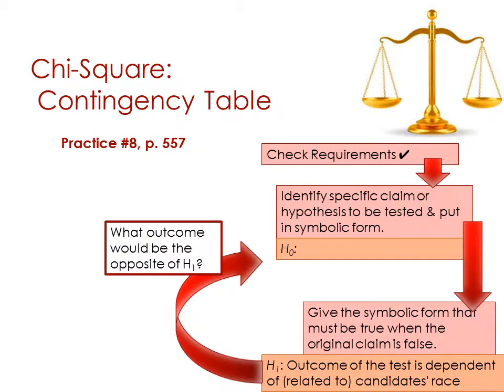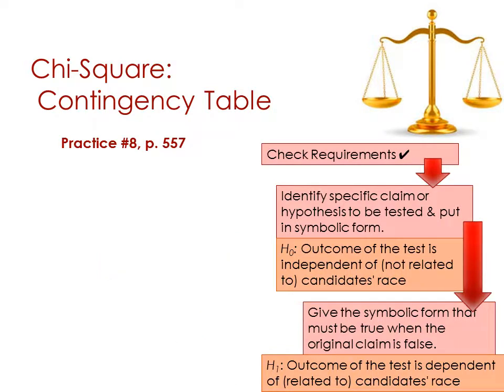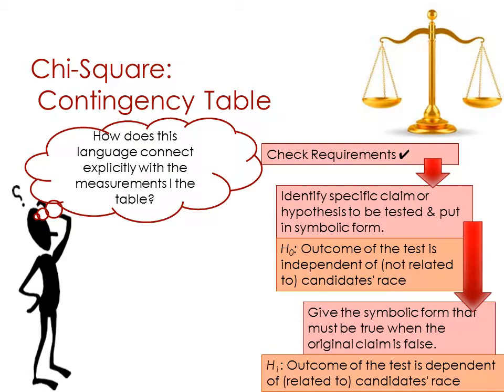Now the next step is we have to go back and figure out our null. The null is the opposite of H1, and as we looked at previously, the goal of the test is testing for independence. That is going to be that the outcome of the test is independent of, or not related to, the candidate's race. So here are my 2 different statements that I'm looking at. And now, just to be clear, let's make sure that we can connect this language explicitly with the measurements in the table.